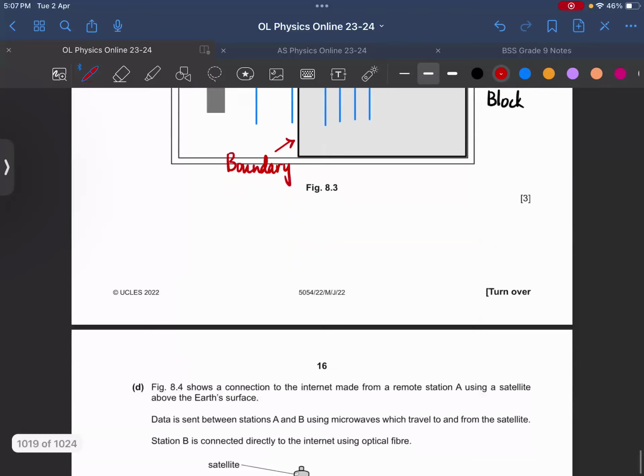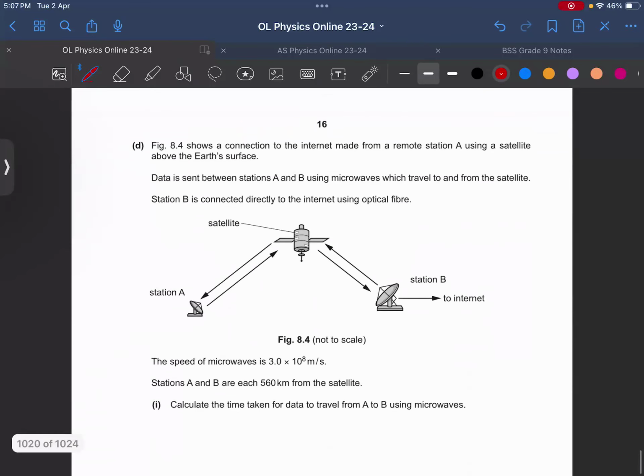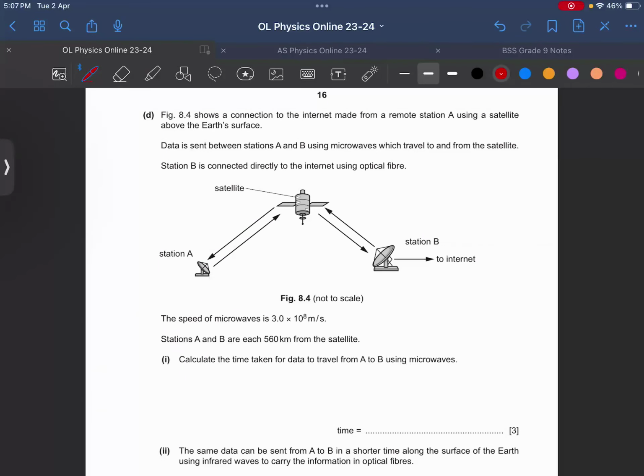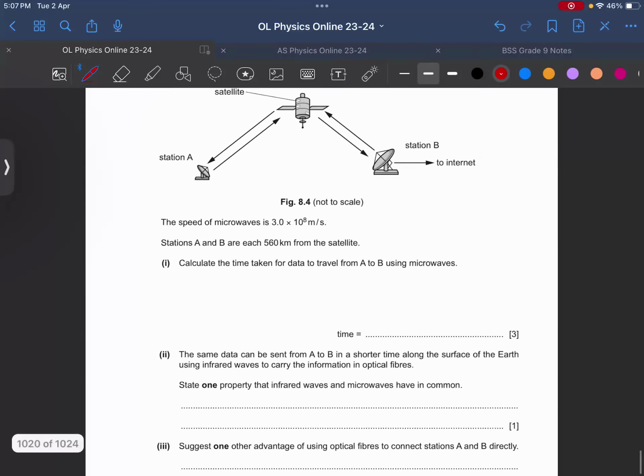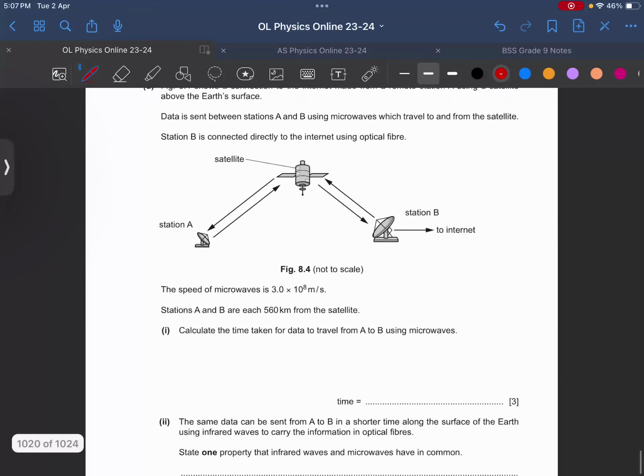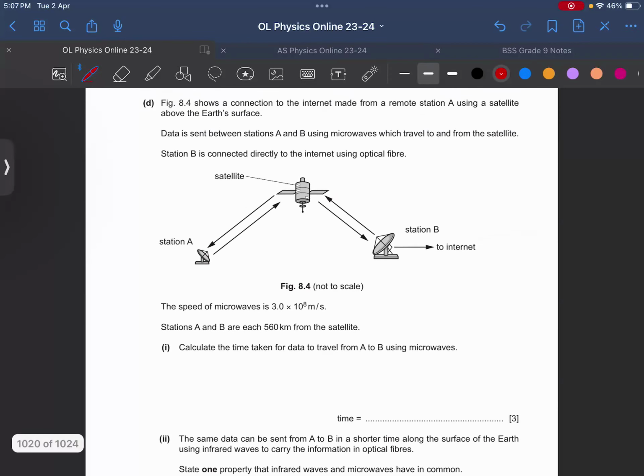All right, 8D का 1, so connection to internet, remote station using a satellite above Earth's surface. Data is sent between stations using microwaves. Station B is directly connected to internet using optical fiber. इसने आपको speed दिया है, distances दिया है, time for data to travel from A to B. ठीक है, तो this is twice the distance.